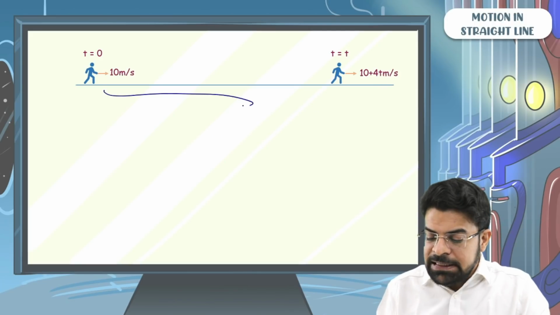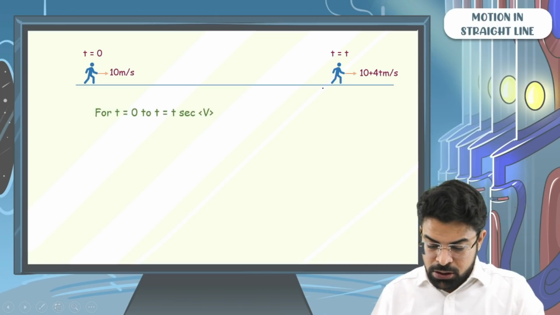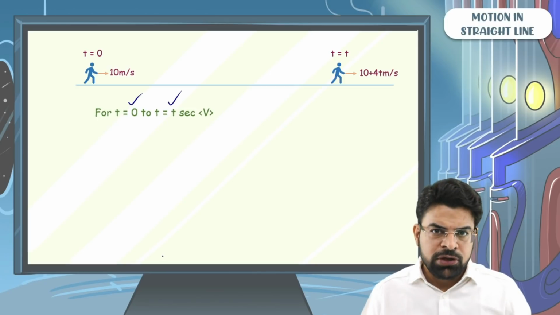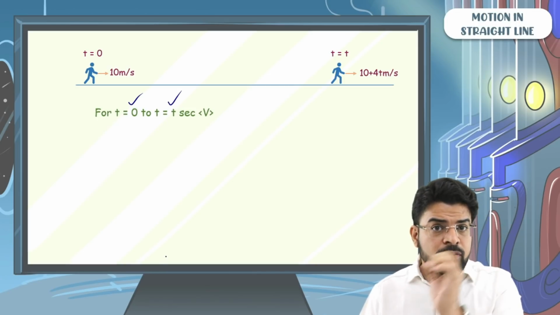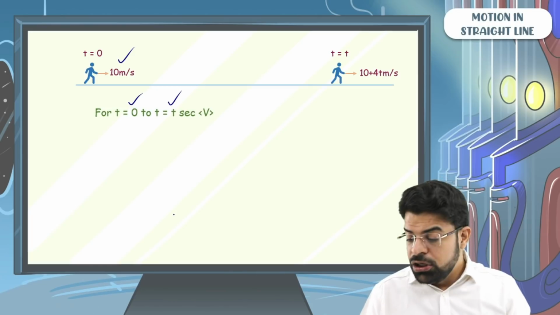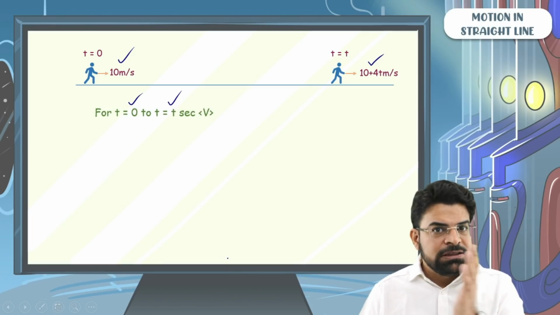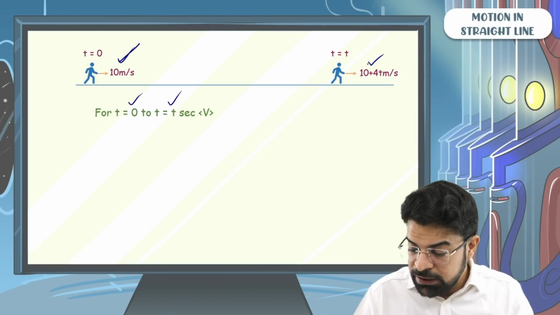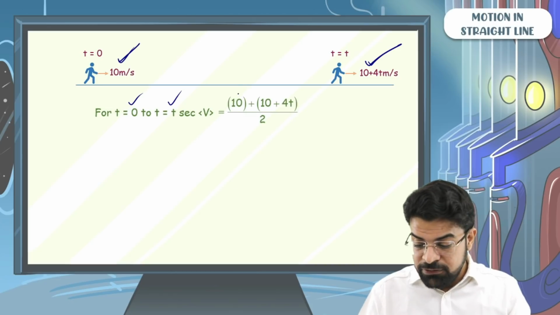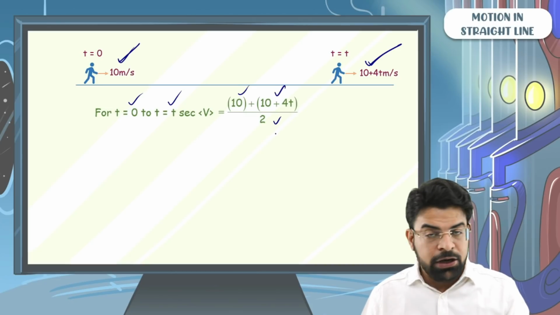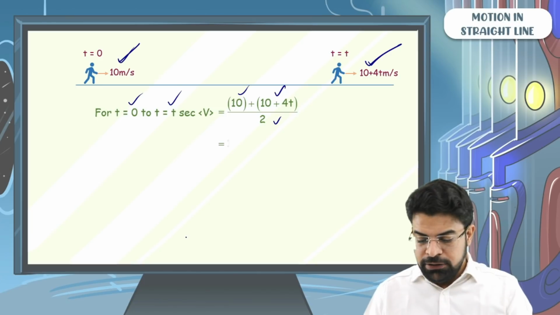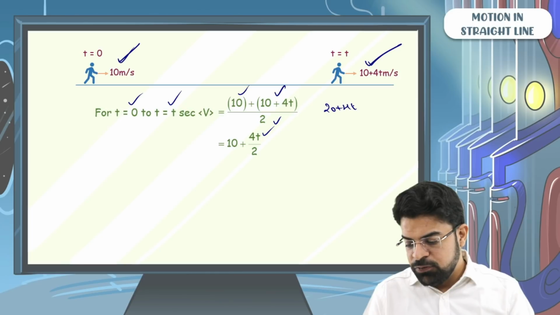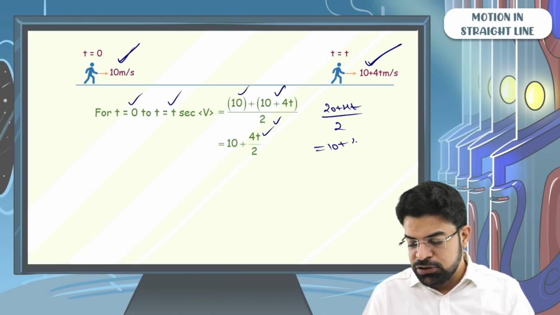Now we need to find this displacement. From time equals 0 till time equals t, how will you write the average velocity? For this whole time frame t, you can't take the velocity to be 10, that is initial. You can't take the velocity to be 10 plus 4t, that is the final. The average velocity for this t second time frame will be initial plus final by 2. So that will be 10 plus 10 plus 4t by 2. 10 plus 10 plus 4t by 2 gives you 20 plus 4t by 2. That can be written as 10 plus 2t.